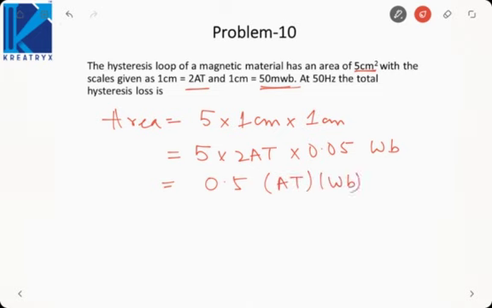Now we know hysteresis loss is equal to area under the loop into frequency. So it is 0.5 into 50, that is 25 watt. Remember always, hysteresis loss is equal to area under the BH curve multiplied by the frequency.